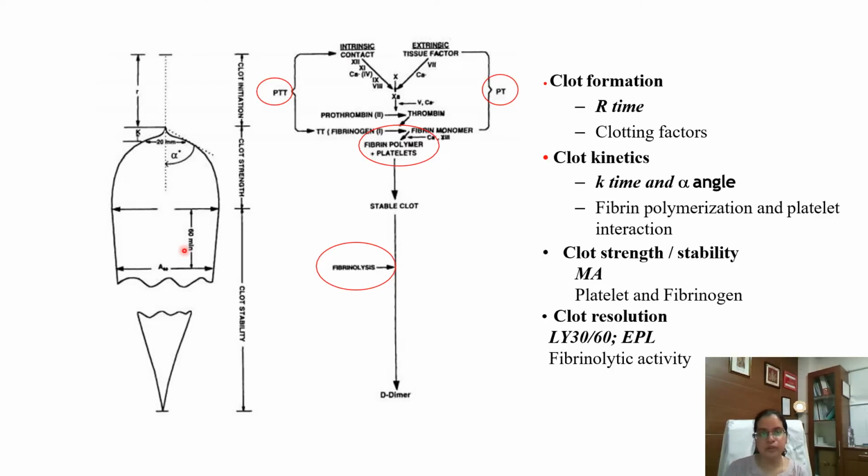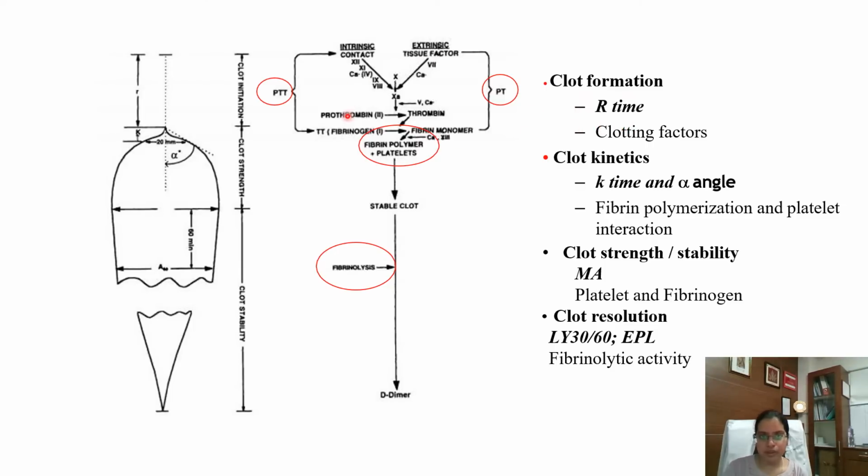This is the diagram showing correlation of TEG with the coagulation cascade. So in the coagulation cascade, we know there are two pathways, an intrinsic pathway and an extrinsic pathway. The intrinsic pathway is activated by contact factor and the extrinsic by tissue factor. These pathways lead to a common pathway which activates thrombin by activating prothrombin, and this thrombin then activates fibrinogen to fibrin. So there is initial fibrin formation, that is clot formation, that is measured by R time.